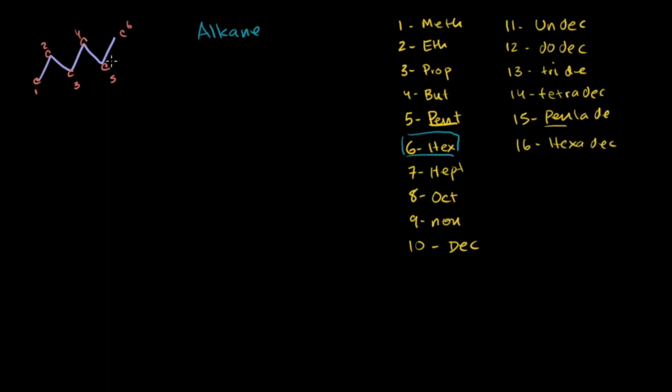In alkane all are single bonds, so the suffix ane is used. Hex is the prefix for the 6 carbons, and ane is from the alkane. So this becomes the formula for hexane. Is it clear how to write hexane? So by this way you can write hexane.